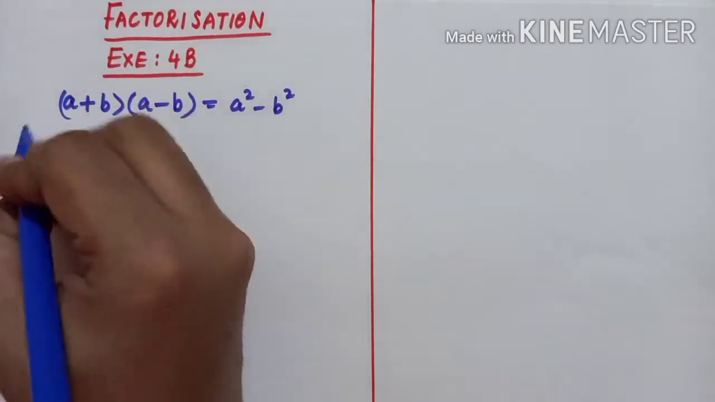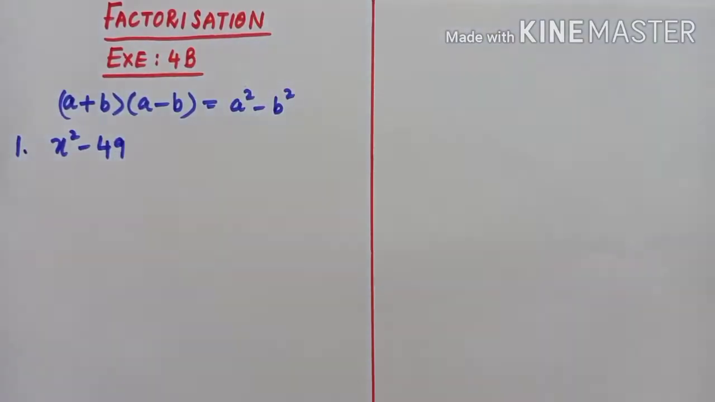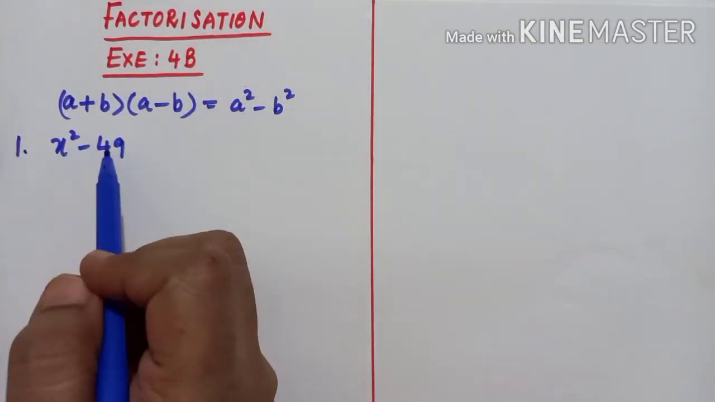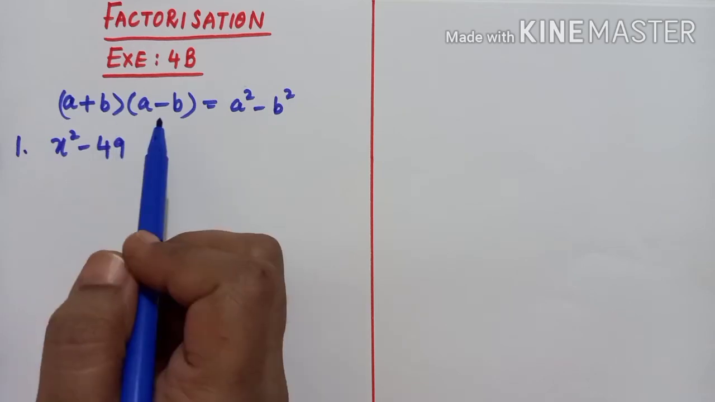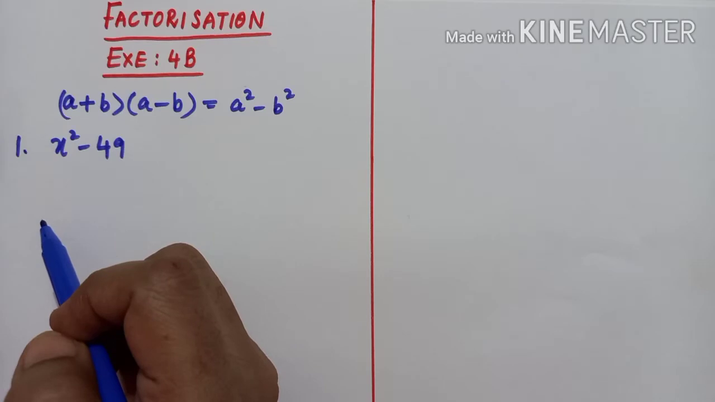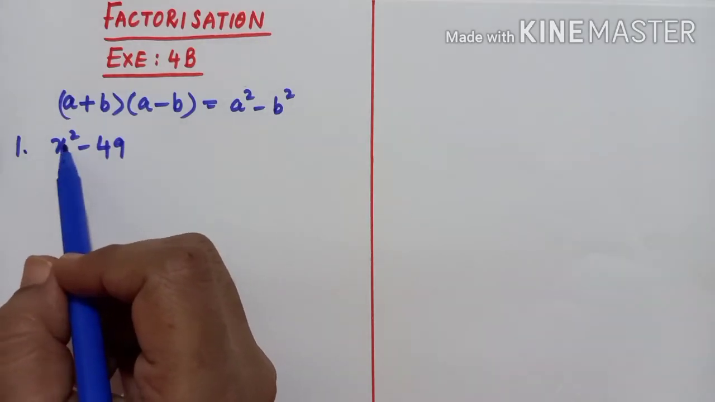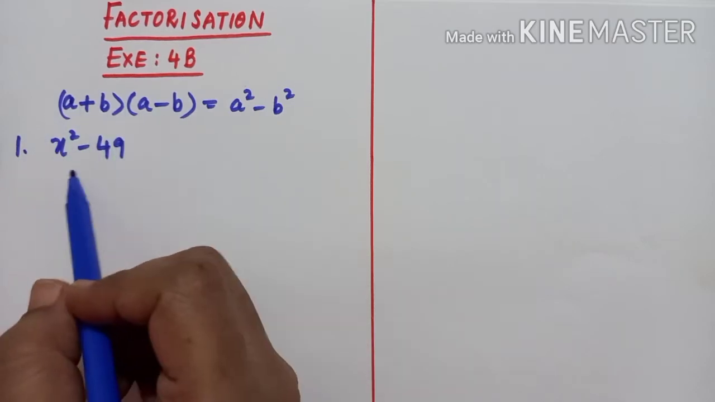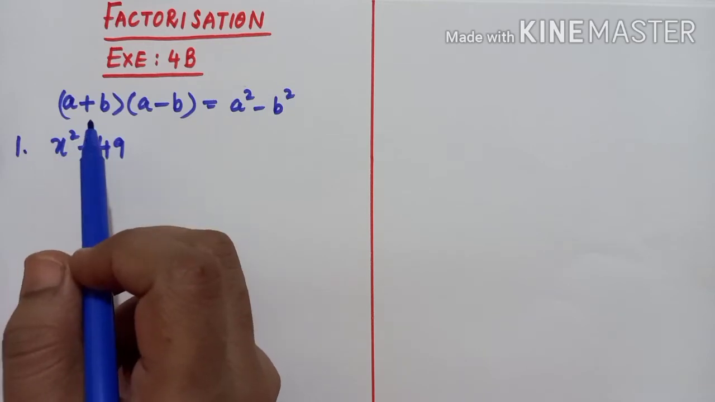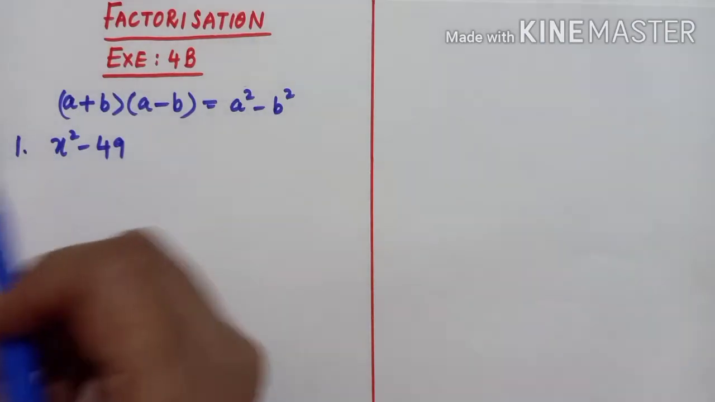Okay, so the first is x square minus 49. Now, just by looking at the question you have to identify which identity you can use. Because in your exam it will not be mentioned in the problem that you have to use this identity or that. Just by looking at the question, you have to identify by which identity, by which expansion, you can do the problem.